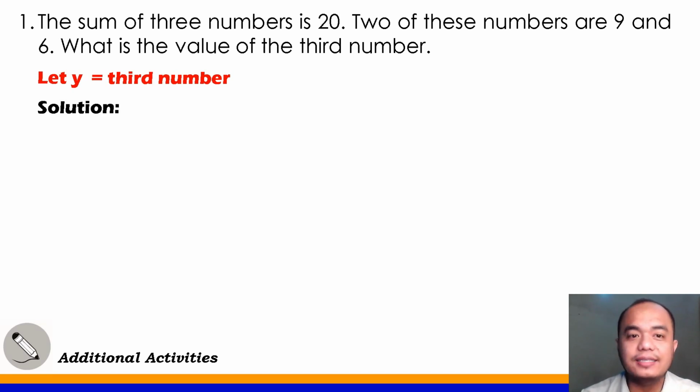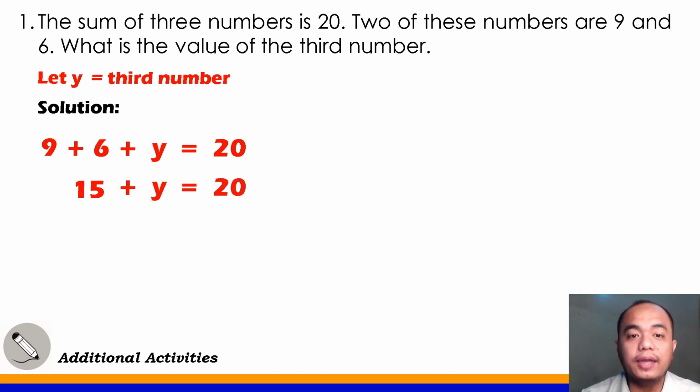Which is 9 and 6. Okay, so we will have the first number 9, and the second number is 6. Now, of course, what is missing is your third number, that would be represented by Y. And then, the total is 20. So obviously, we will add first 9 plus 6. That makes it 15. Copy y, and then copy also the equal sign and 20.